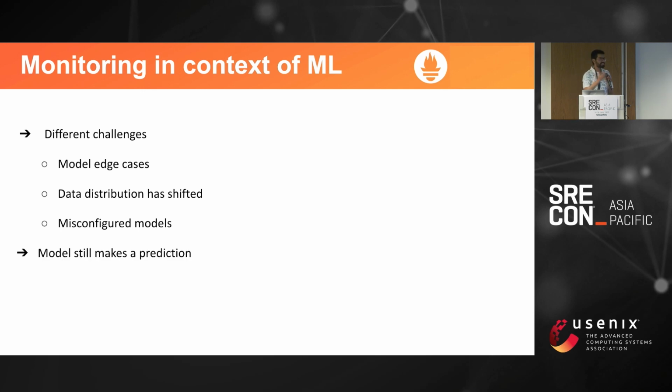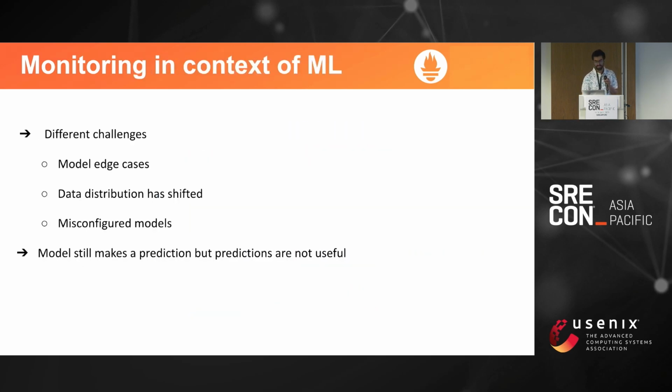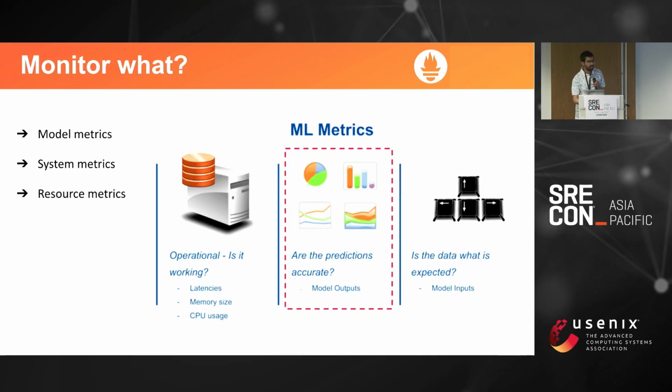And of course, as I mentioned, the model will still make a prediction, but we're not sure whether it is actually a useful prediction or not. And that's the key difference in comparison to standard software. Now, the question comes: what types of things will we monitor? Two of these aspects, system metrics and resource metrics, I hope a lot of you might already be aware of. But what we'll introduce specifically in the context of machine learning monitoring is the model metrics.